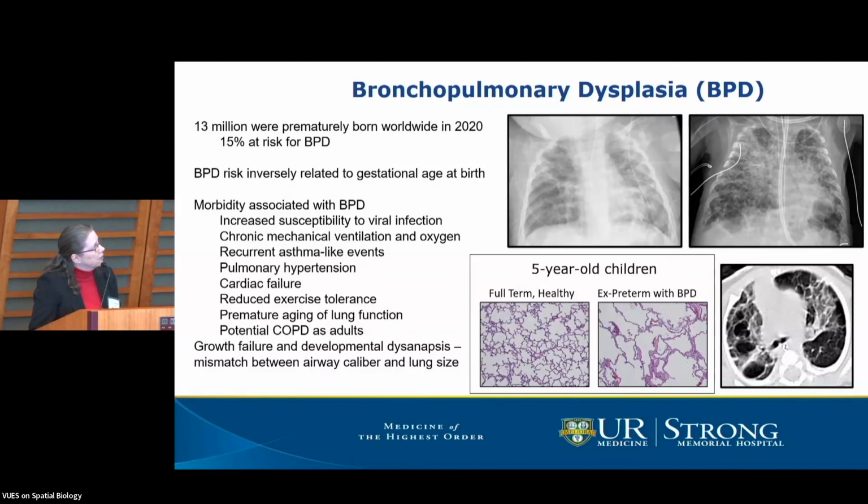And hopefully you can see there from their 2D chest x-rays that this disease ranges from mild to severe cystic disease that carries morbidities that you can see on the left-hand side. Hypertension, susceptibility to infection, cardiac failure, premature aging, and a process of dysanapsis where the airway growth and development doesn't keep up with the lung growth and development. And this is a precursor to chronic obstructive pulmonary disease that we see in adults, whether or not they were born prematurely. The COPD occurs in about 10% of the population.